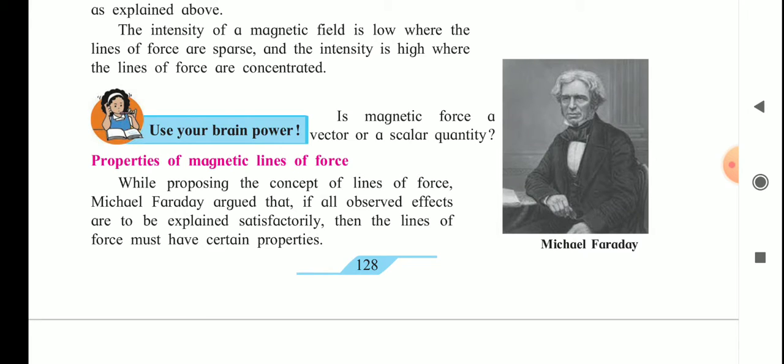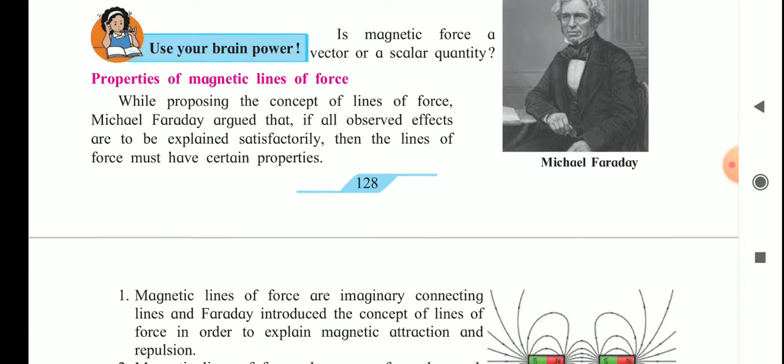Now the next question: is magnetic force a vector or a scalar quantity? Now this magnetic force is a vector quantity because the magnetic field is the magnetic effect of the electric current and the magnetic material. The magnetic field at any given point is specified by both direction and magnitude, as it is represented by a vector field. Now next we will see the properties of the magnetic lines of force.